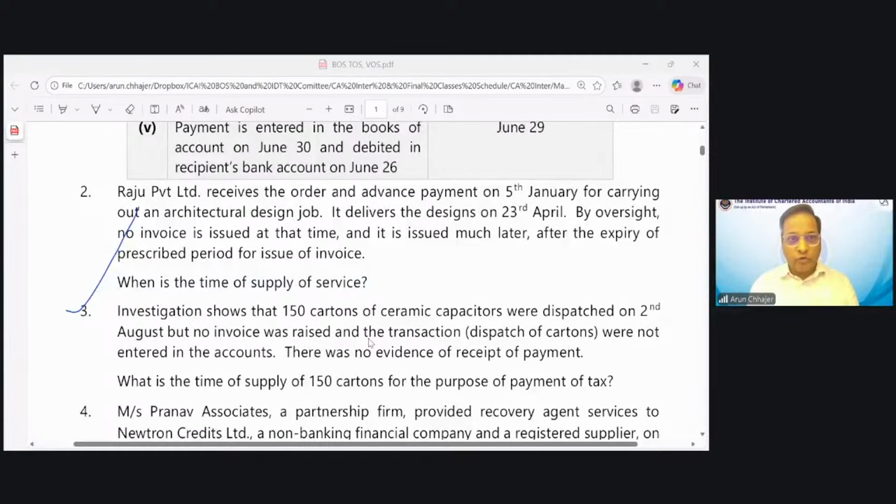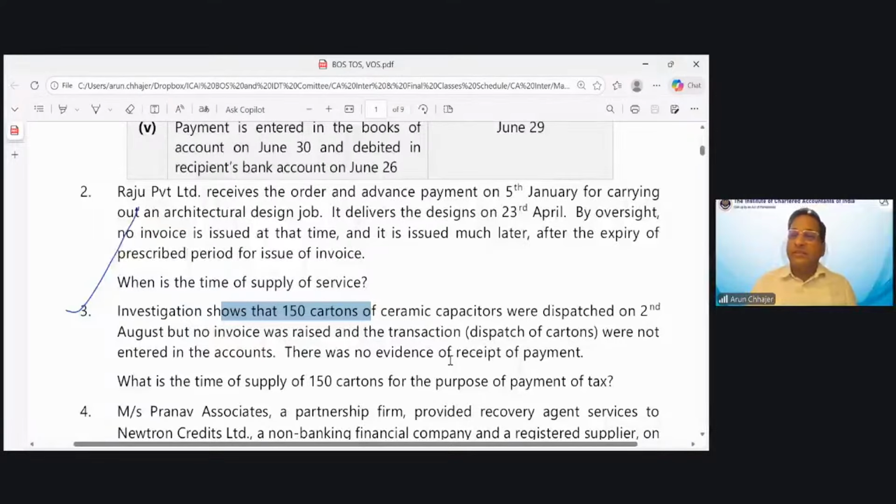Okay. So you all have given the answer. Let me read the question. Investigation shows that 150 cartons of the capacitor were dispatched on 2nd August, but no invoice was raised. And the transaction was not entered in the books. There is no evidence of the payment. What is the time of supply? What is the reason you are saying?